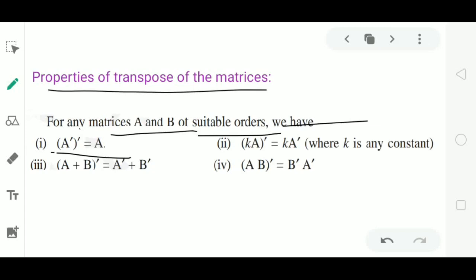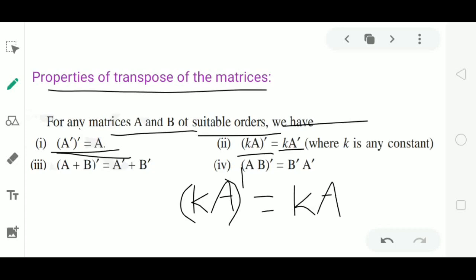Therefore, A dash whole dash is equal to matrix A itself. Second property, KA whole dash is equal to KA dash. That is, multiplying K to a matrix A and taking its transpose will be equal to multiplying K to matrix A dash, that is, multiplying K to transpose of A. Both these matrices are equal. Here K is a constant.